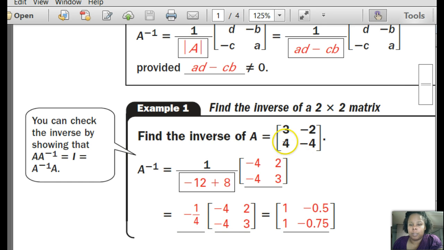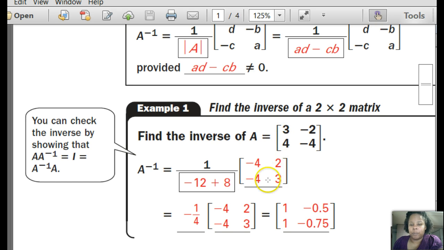Well, what is the resulting matrix? Remember, we switched these two values. So now I have, instead of 3 and negative 4, I have negative 4 and 3. And then I take the opposite of the signs of these values. So instead of negative 2 and 4, I have positive 2 and negative 4. And then I perform my scalar multiplication by multiplying each value by 1 over negative 4. And I end up with this. And this is the inverse of that matrix A.